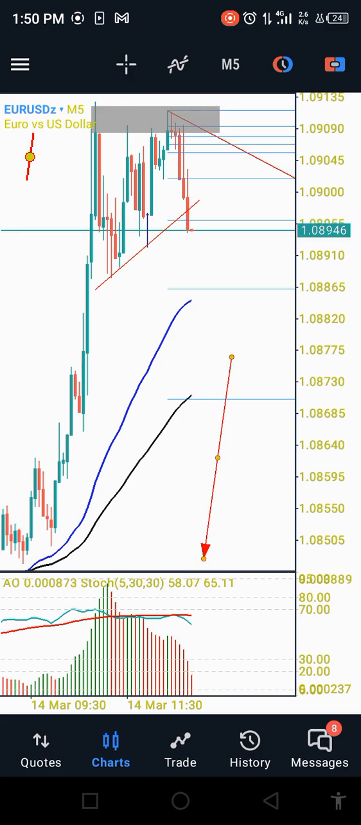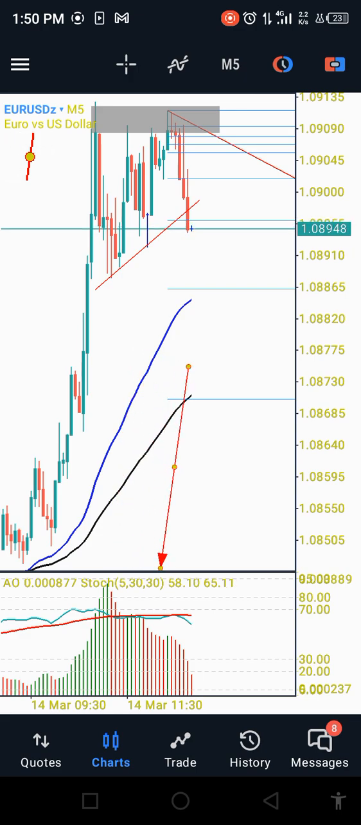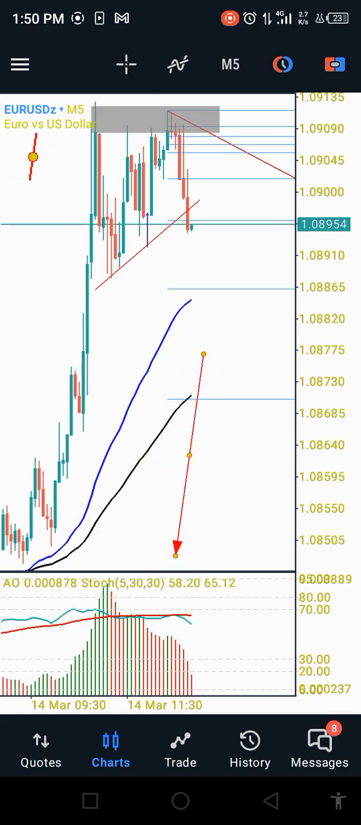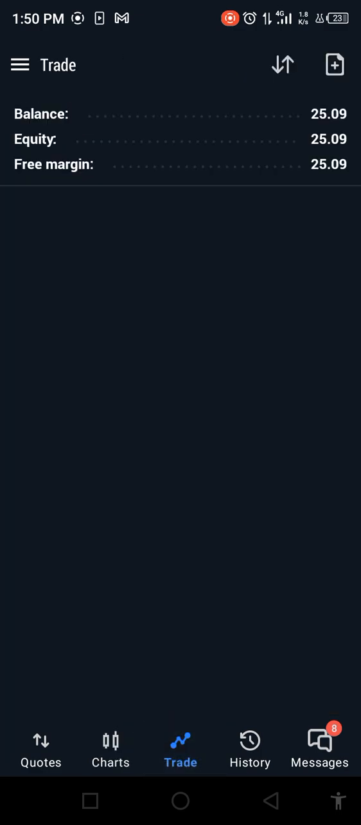Looking at this setup, it's possible that the market can go all the way down, because I see no reason why the market should halt and go all the way back up. But whatever be the case, guys, follow me and we are going to be exploring more strategies together.